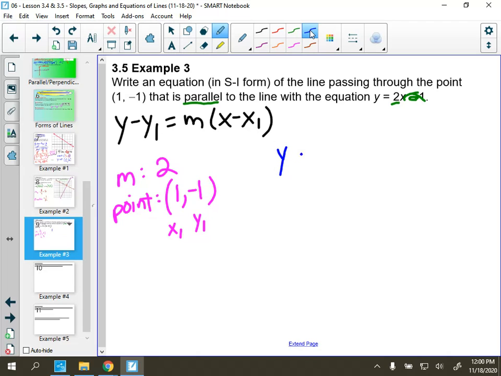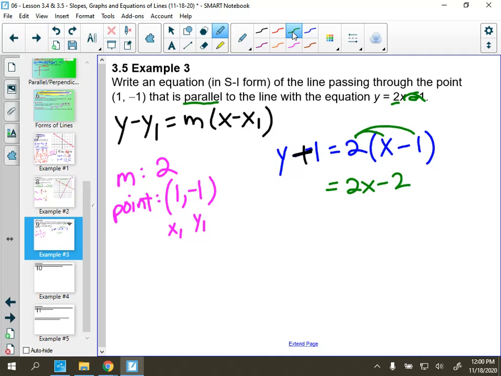y minus y1. We've seen this a lot, that double minus. It's just the way it works out. It doesn't always go that way. And then m, which we figured out was 2, times x minus x1. We've got a big old plus there. Let's do our distributive property: 2x minus 2. And then last thing, we'd bring this 1 over here and say our equation, the line that it was asking us about, should have the equation y equals 2x.